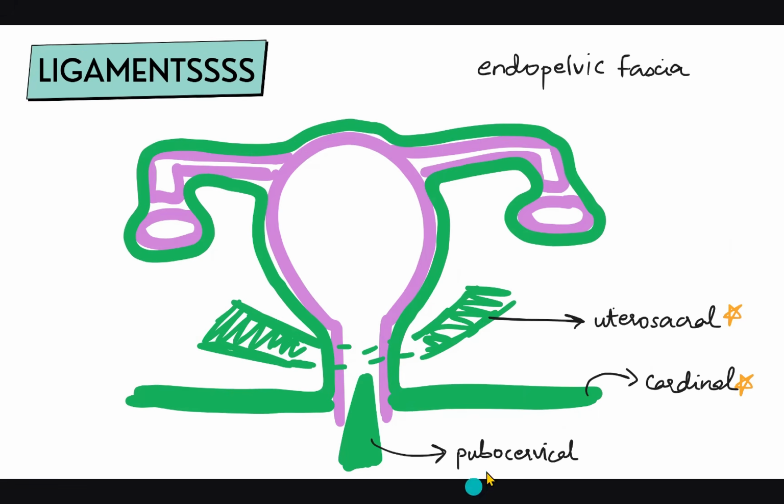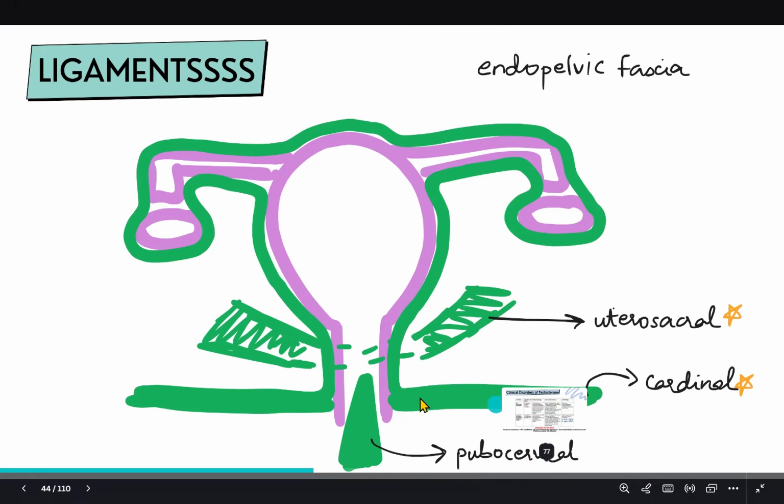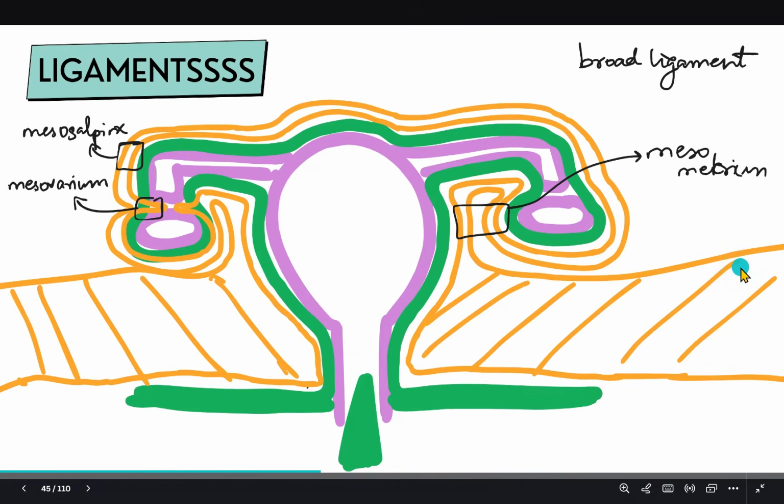All right. And another ligament is the pubocervical ligament. Again, it connects the cervix to the pubis. There are many other ligaments and thickenings of endopelvic fascia. You don't need to know all of that. Now, moving on to the second layer.